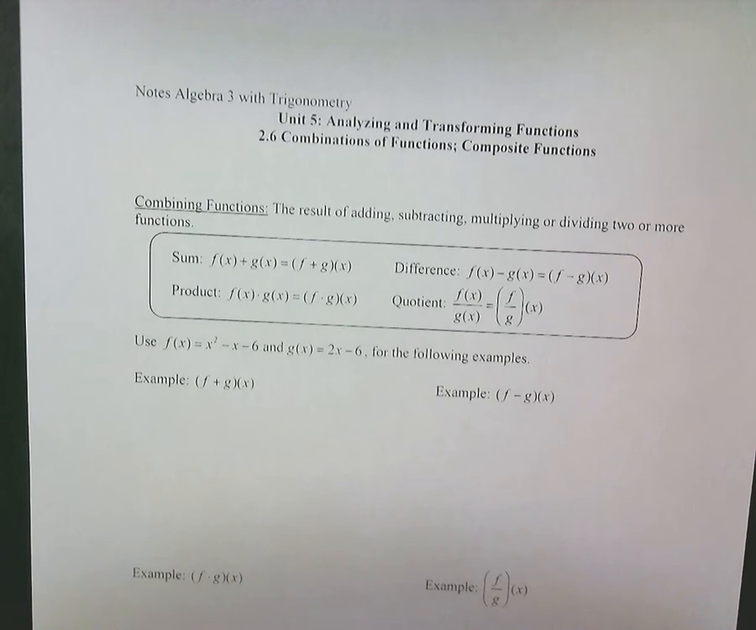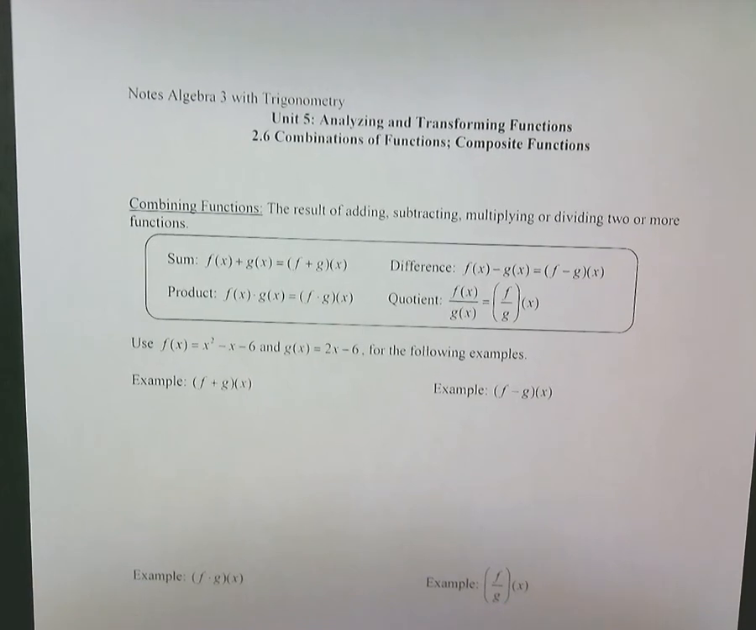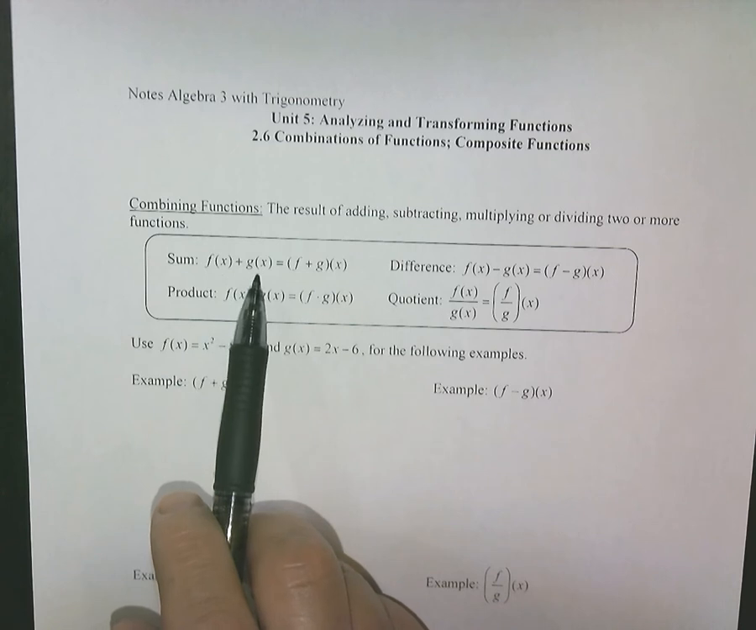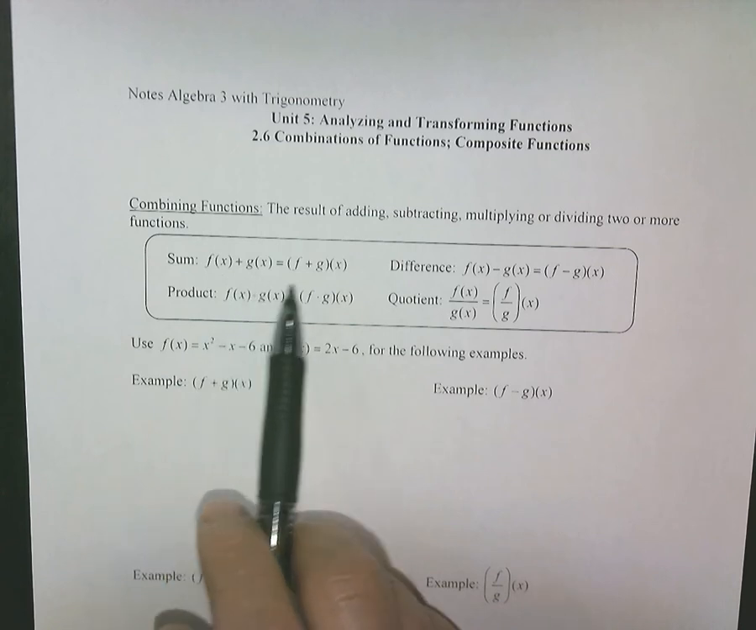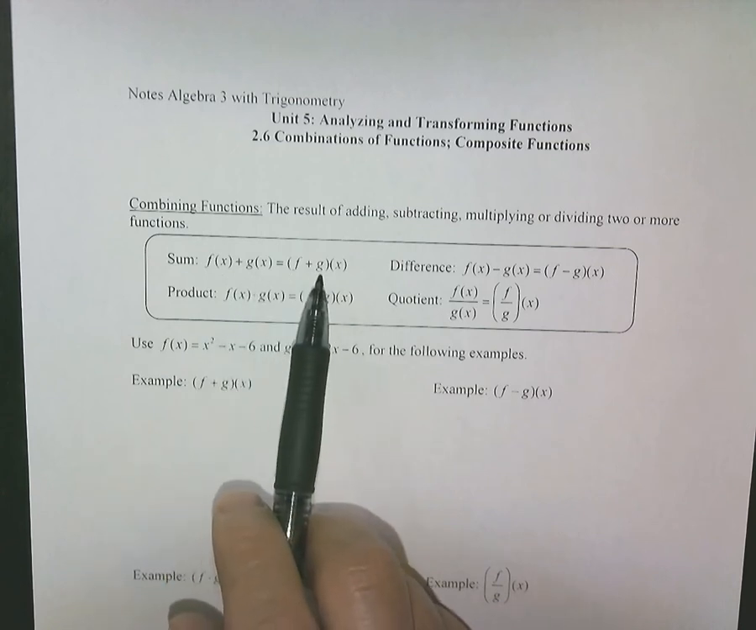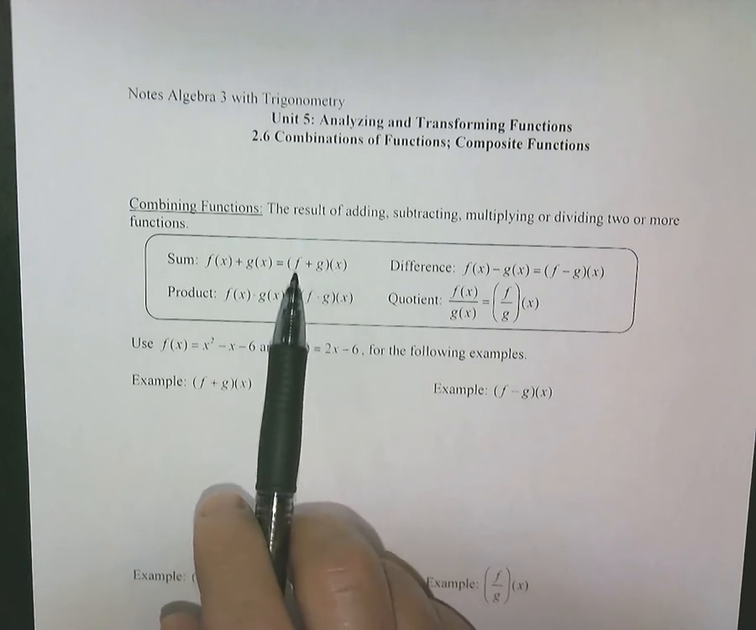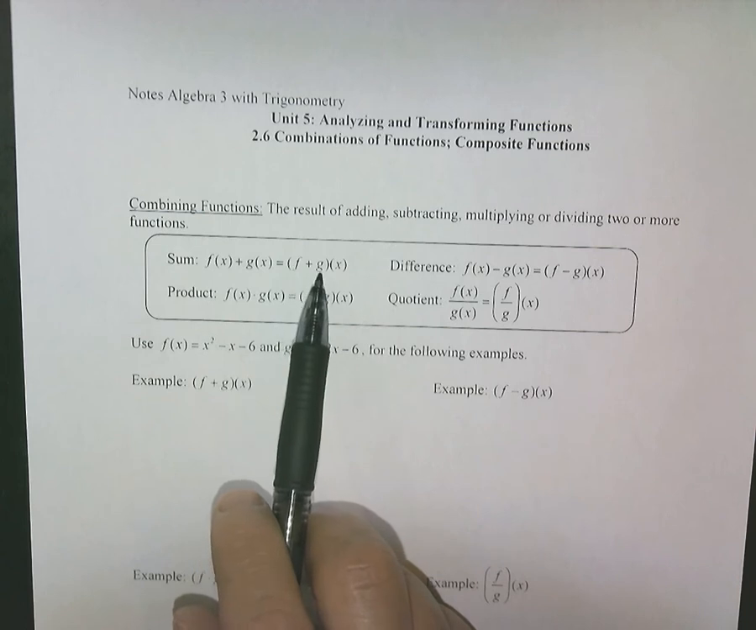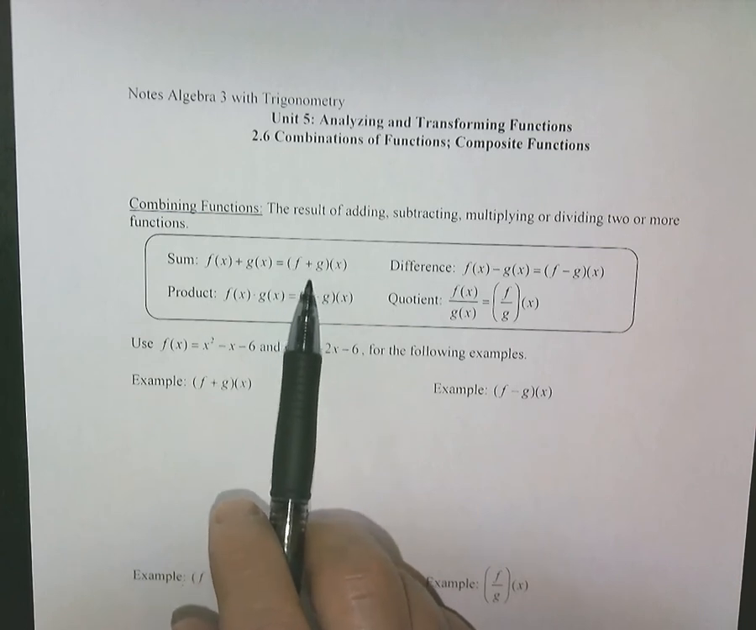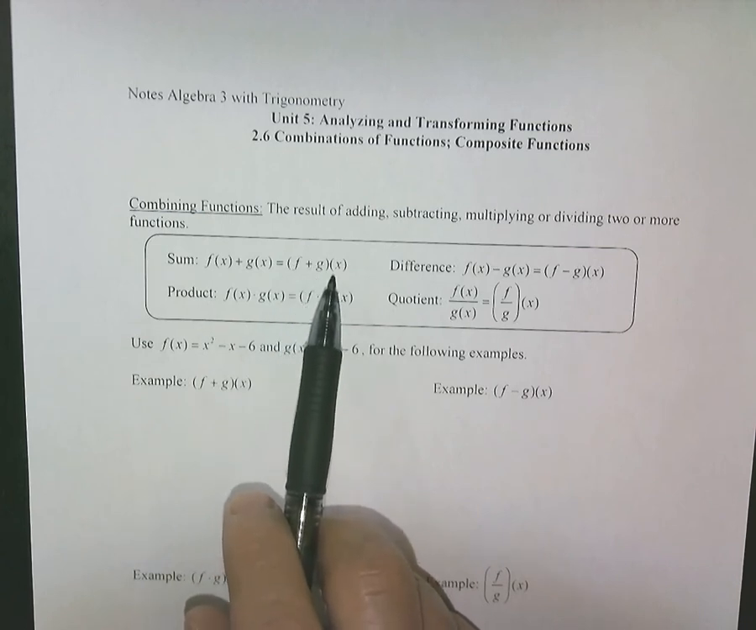So the first thing we're going to do is what's called combinations of functions. It's basically operations. Operations in math are adding, subtracting, multiplying, and dividing. So that's what we're doing with these functions. If you want to add two functions together, the notation is typically written in parentheses f plus g of x. So f plus g just means f of x plus g of x. It does not mean you add f and g and you multiply it by x.